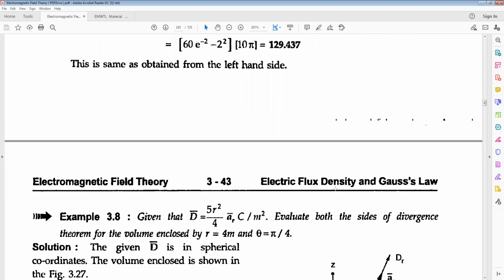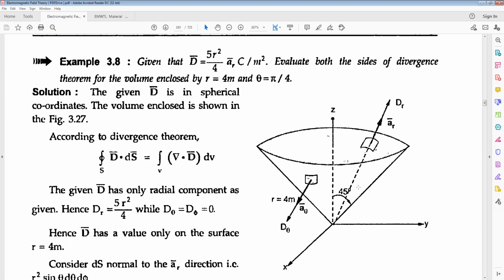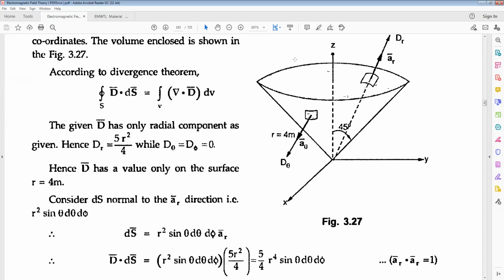And next example, given that D bar is equal to 5 R square by 4 in AR bar, evaluate both sides of the divergence theorem for the volume enclosed by R is equal to 4 meters and phi is equal to pi by 4. The same, but here it is given D bar, whereas in the previous example it was A bar. D bar dot ds bar is equal to the volume integral of del dot D bar into dV. But it is not a cylinder as in the previous case, now it is a cone.